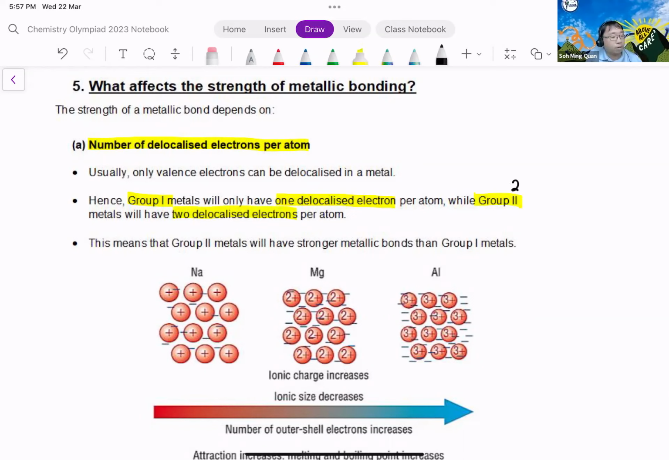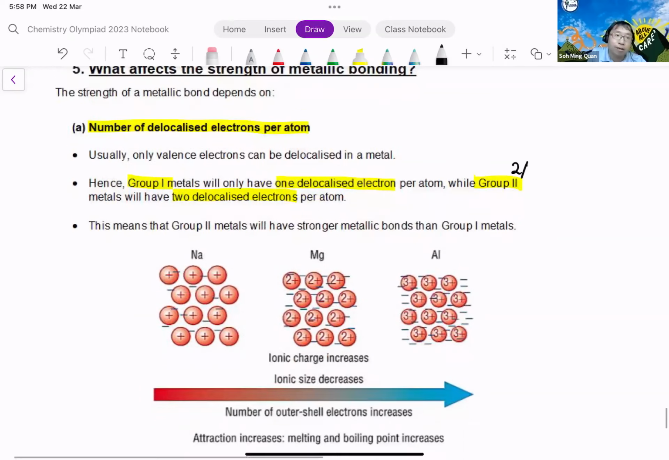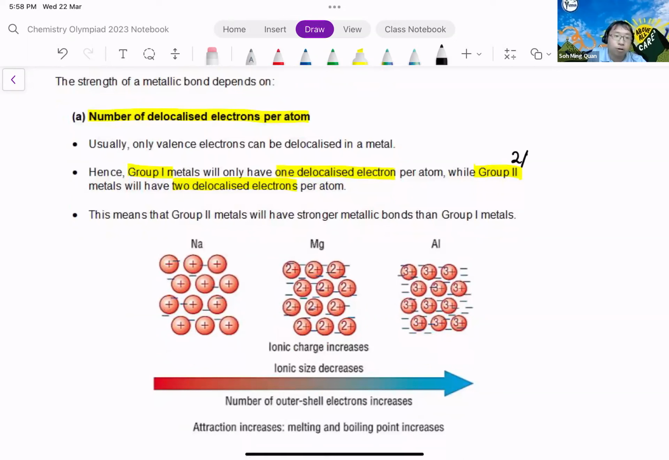Okay. So for the Sec 3, sorry, your 2 is written like normal 2. For my Sec 4 it is II. So group 2, 2 delocalized electrons per atom, which means that group 2 metals will have stronger metallic bonds because there are more delocalized electrons. Okay? As a result of that, magnesium is from group 2. Magnesium has stronger metallic bonds than sodium from group 1. Therefore, magnesium has a higher melting point.